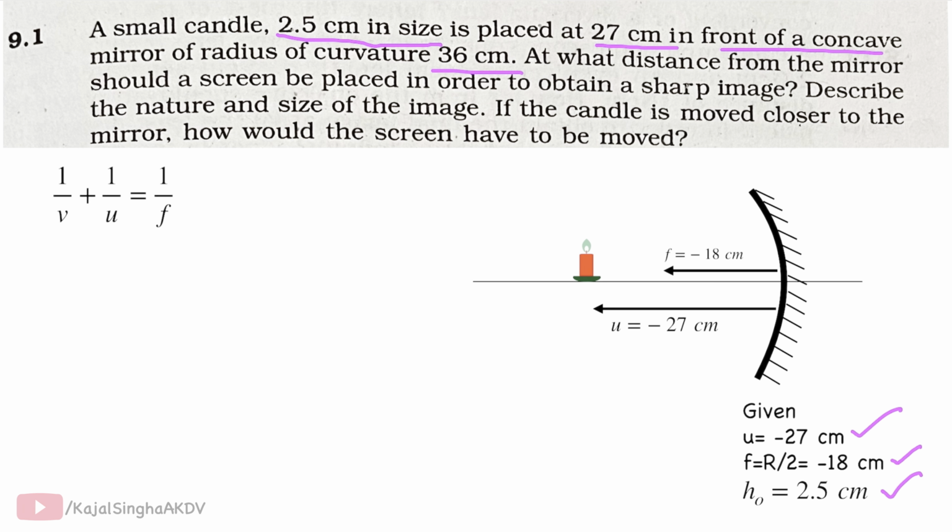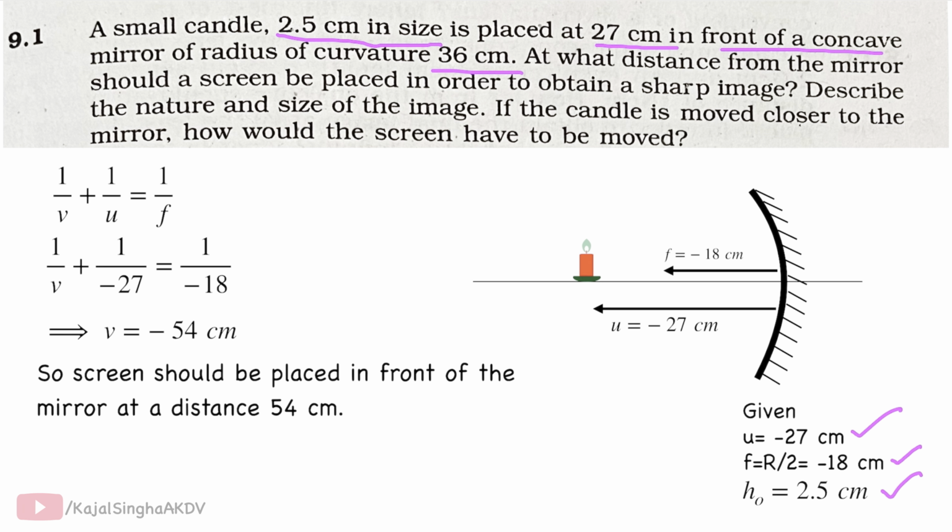From mirror's formula, we have 1 by v plus 1 by u equals 1 by f, and we put the values of u and f with proper sign. So we get 1 by v plus 1 by minus 27 equals 1 by minus 18, and after calculating we get v equals minus 54 centimeter. So screen should be placed in front of the mirror at a distance of 54 centimeter. As the image distance is negative, image is formed in front of the mirror at a distance 54 centimeter.